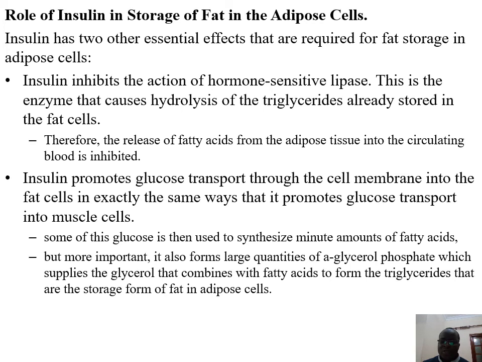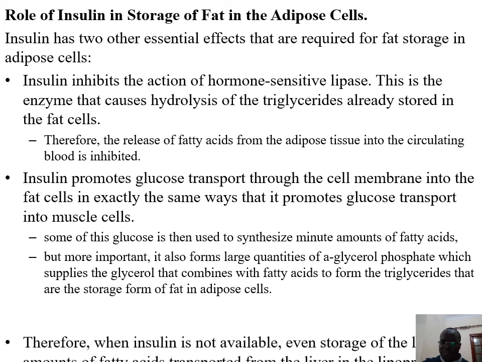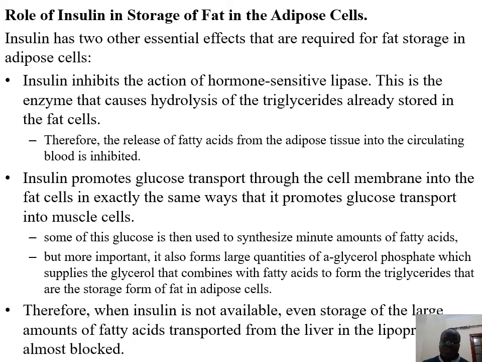it also forms large quantities of alpha-glycerol phosphate, which supplies the glycerol that combines with the fatty acids to form triglycerides, the storage form of fat in adipose tissue. So it will be converted into fat. Therefore, when insulin is not available, even storage of large amounts of fatty acids transported from the liver in the lipoprotein is almost blocked as well.